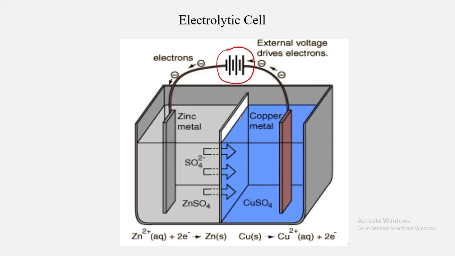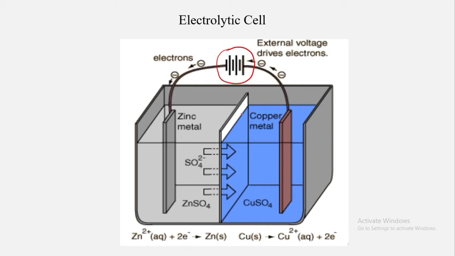For the voltaic cell or the galvanic cell, it rather converts the chemical energy to what? Electrical energy. But with this, it's vice versa, right? And the reaction is non-spontaneous, but it becomes spontaneous when there's introduction of an external voltage. So the external voltage drives the reaction for it to be what? Spontaneous.